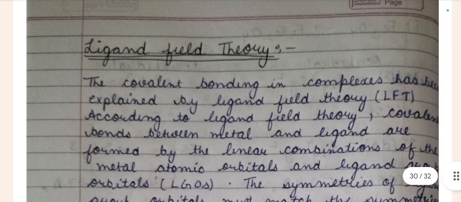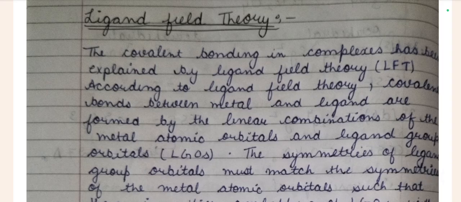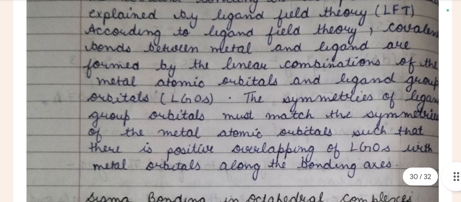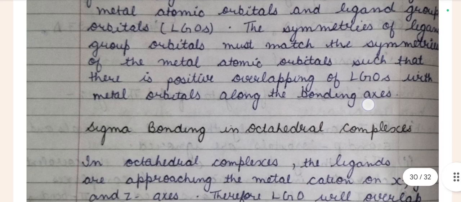Ligand field theory. The covalent bonding in complexes has been explained by the ligand field theory. According to the ligand field theory, the covalent bonds between the metal and the ligand are formed by the linear combination of the metal atomic orbitals and ligand group orbitals. The symmetry of the ligand group orbitals must match the symmetry of the metal atomic orbitals, such that there is a positive overlapping of the ligand group orbital with the metal orbital along the bonding axis.